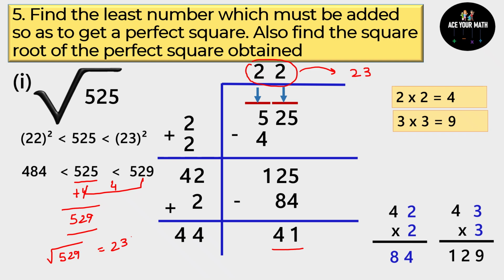So in this case, that difference is 4. What is the least number you have added here? The least number added to make a perfect square is 4. 529 is a perfect square and its square root is 23.